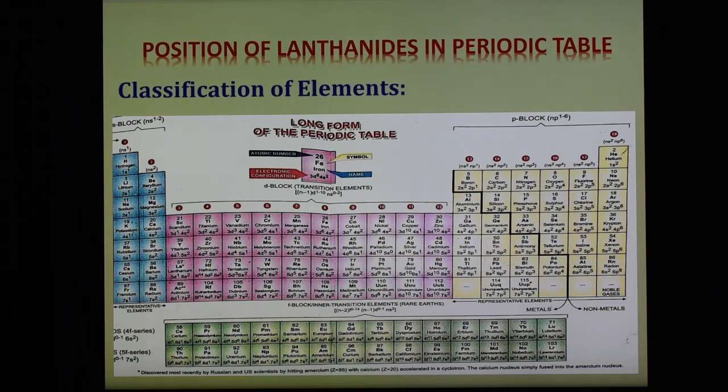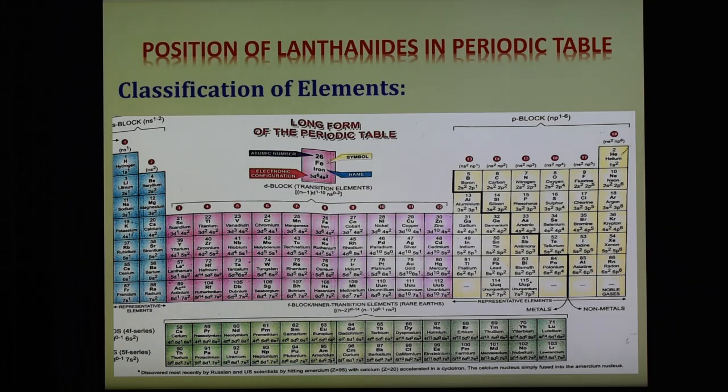But in the transition elements, after lanthanum, there is no space. Therefore, they are shown separately at the bottom of the periodic table as the f block, and these two are the lanthanide series and actinide series. So, we are going to see the properties of the lanthanide series.